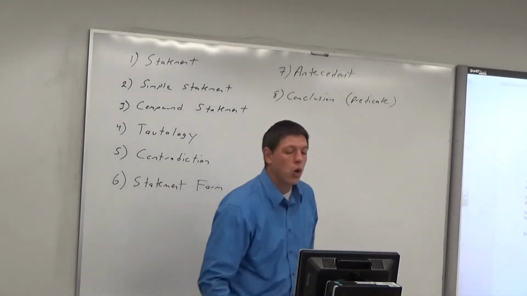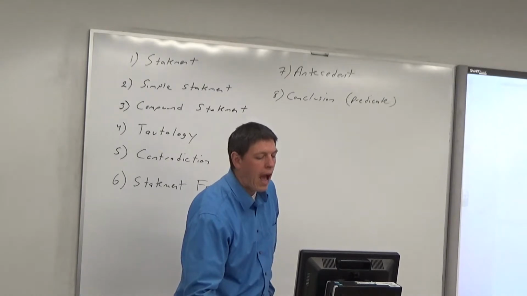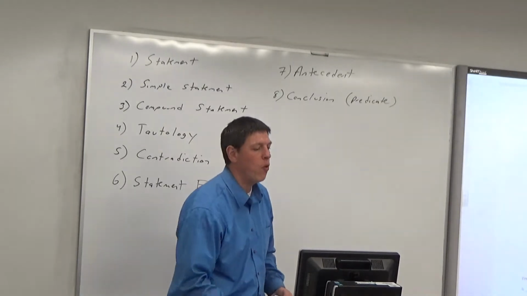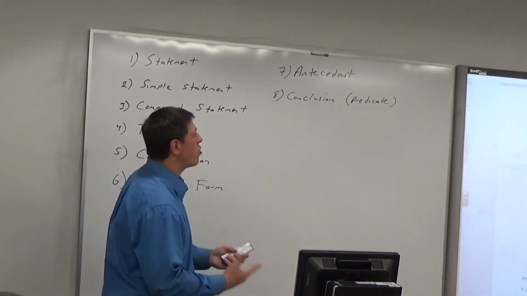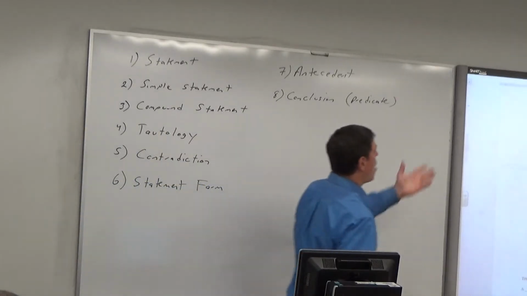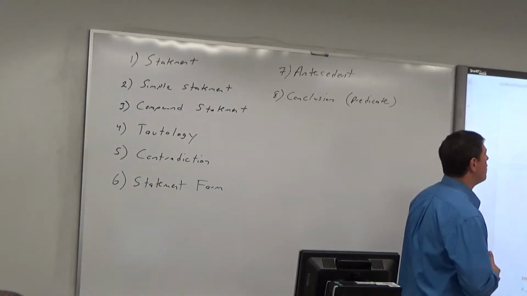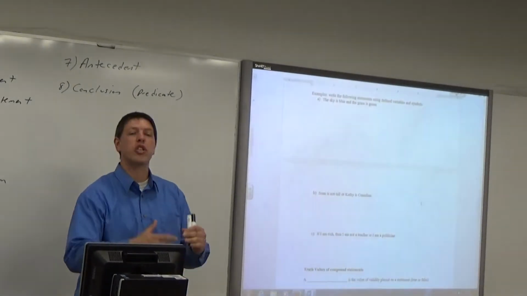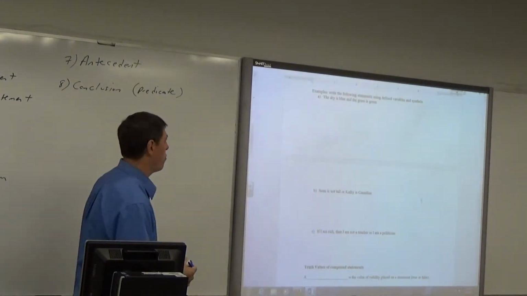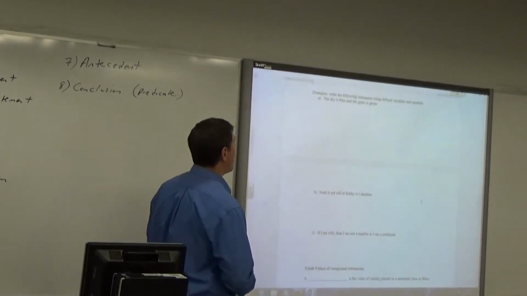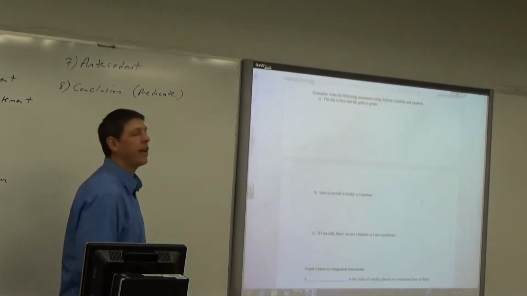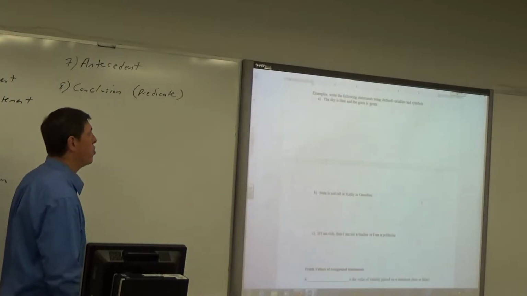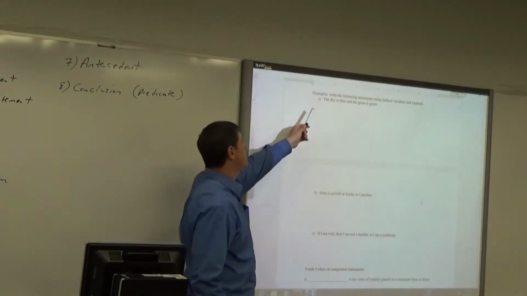Okay. So I want to start by taking a look at how we're going to start writing some of these statement forms. The first set of examples that we have up here: write the following statements using defined variables and symbols. These are really easy problems, just kind of getting our feet wet with these statement forms. So for letter A, the sky is blue and the grass is green. Again, it doesn't matter if it's true or false. Here's how I would write this symbolically.